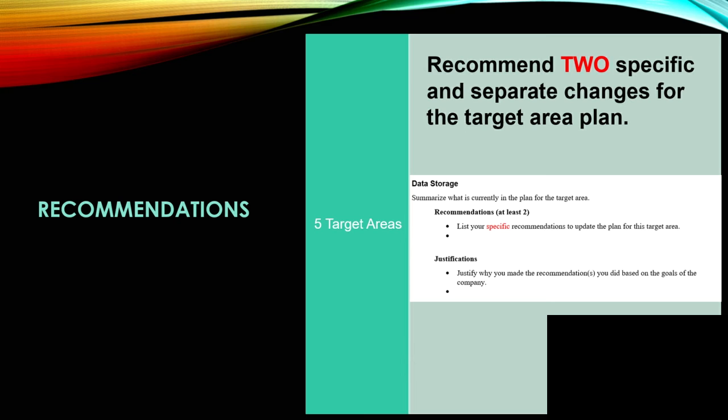Now, those have to be specific recommendations to update this plan, and they have to be different. So you can't just say, I'm going to go with a cloud system. That won't work. You have to name a specific cloud system. And then your next recommendation has to be something else. So you have to look at what they have now and what recommendation you have for a change to that plan. And it can't be another cloud, if that's what you go with. It can't be another cloud.